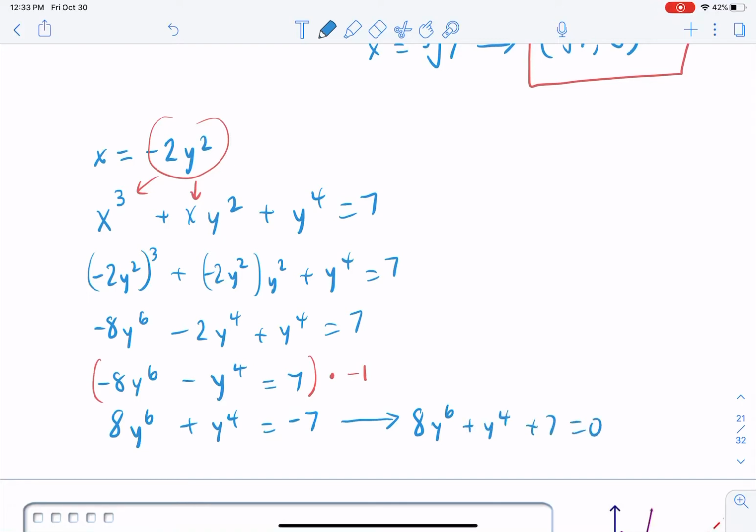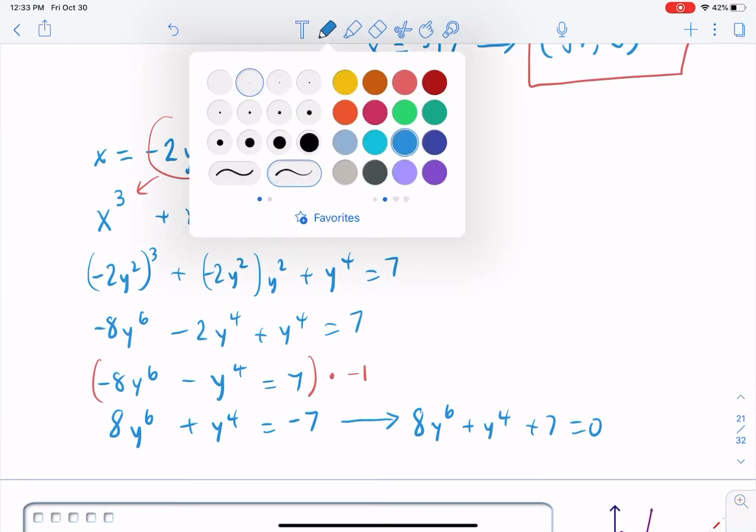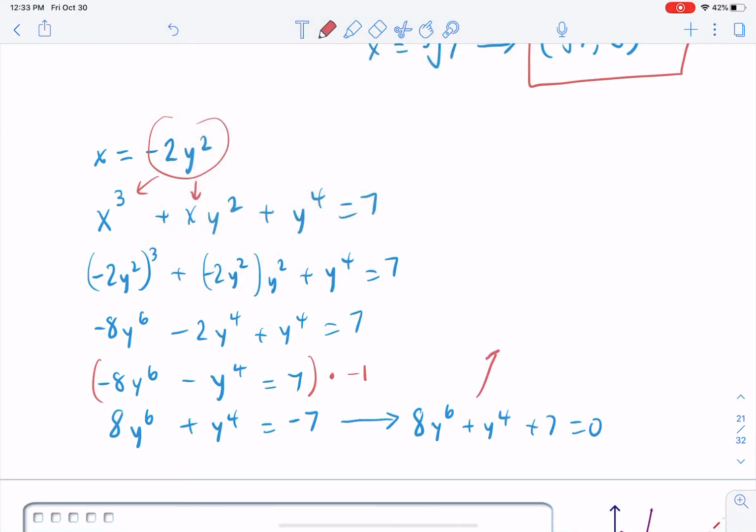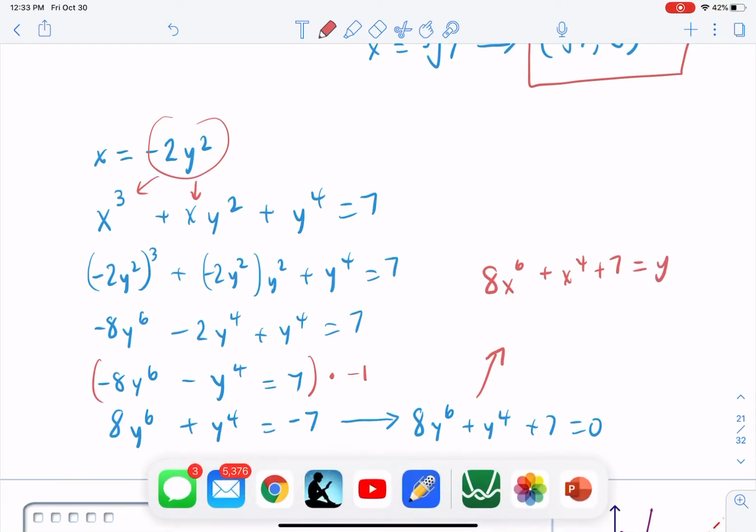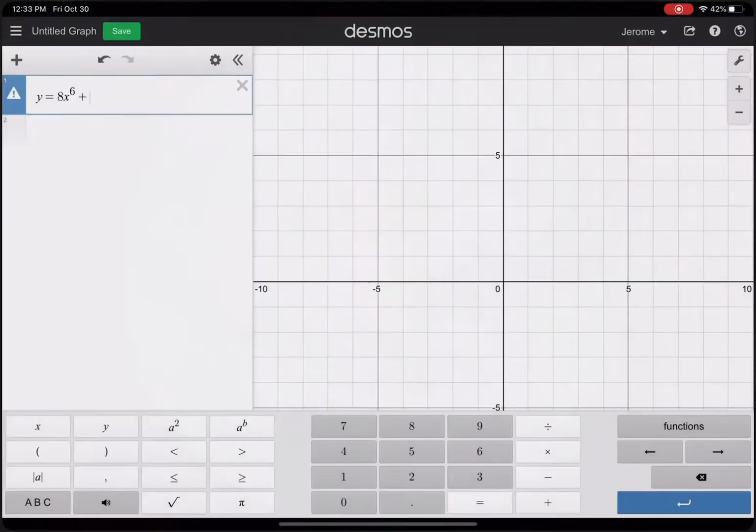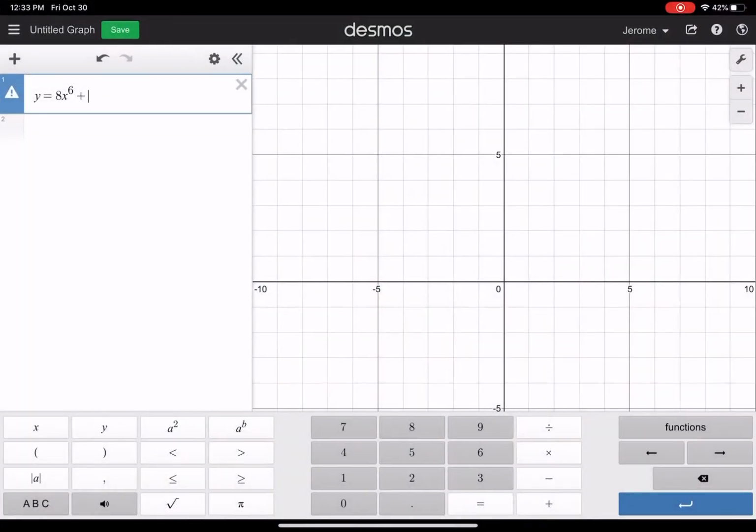Now, if I'm going to use my graphing calculator to solve it, I have to fool it. I have to switch these y's into x's. So I'm going to type in 8x to the 6th plus x to the 4th plus 7. And instead of equaling 0, we're going to equal it to y and then find x-intercepts, like we did before. And we need the graphing Desmos, of which this is one. Oh, look, I've already got part of it in here. I wonder why that is.